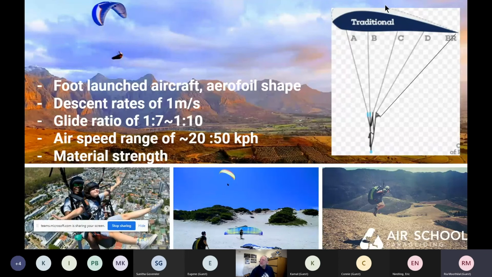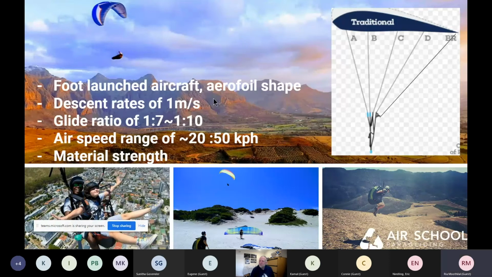Okay, cool. Thanks. So if you were to take a cross section of a paragliding wing, you'll see that it's pretty much the same as any aircraft wing. It's an aerofoil shape, and therefore it flies when it has airflow over it. A paraglider is descending at about 1 meter per second. So if you think about that, if you were to jump off a 10-meter high wall, it'll take you 10 seconds to reach the ground, which is quite a long time.